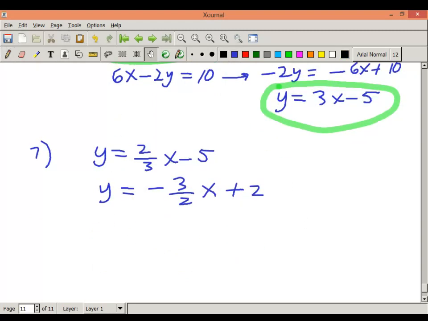If you look at them, they don't have the same slope, so they're not parallel. But look at the slopes there. That slope is 2/3 and that slope is negative 3/2, so those are opposite reciprocals. You might remember that when we have perpendicular lines, they have opposite reciprocal slopes. So that tells you that these lines are perpendicular.